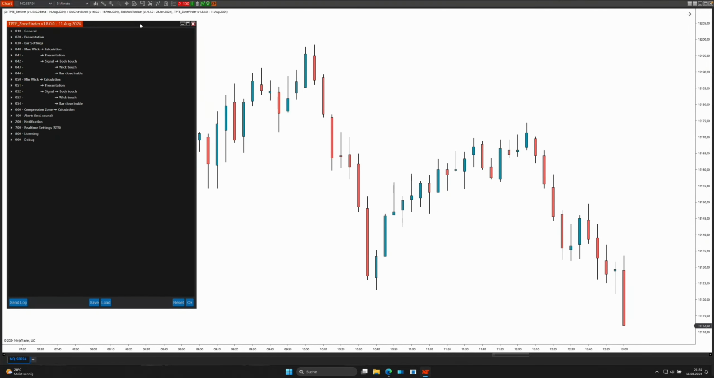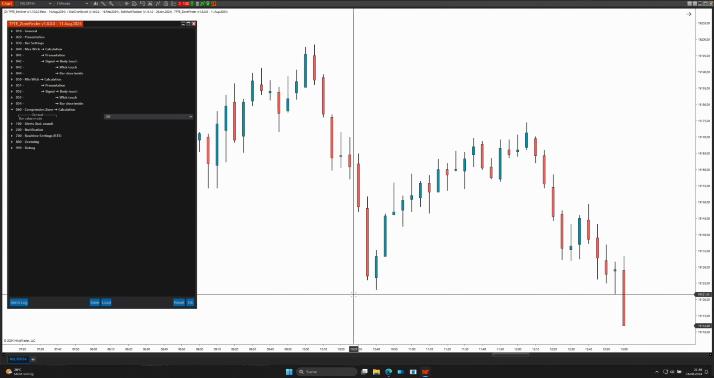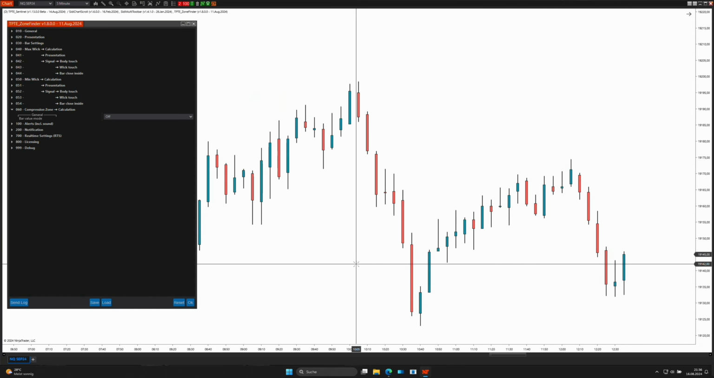In this last video, we will now take a look at the compression zone area. If the terms order block and breaker block mean anything to you, then you're already relatively close here, because what we can calculate here are actually zones in which we can see strong compressions and to which we can then expect a reaction if necessary.